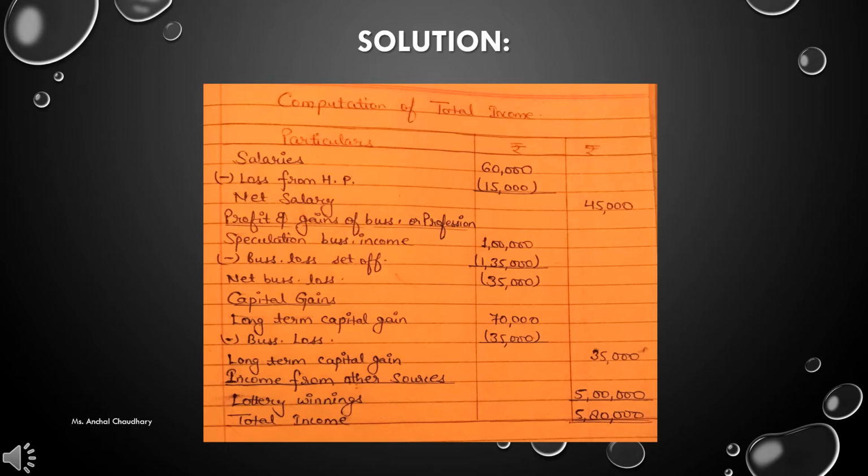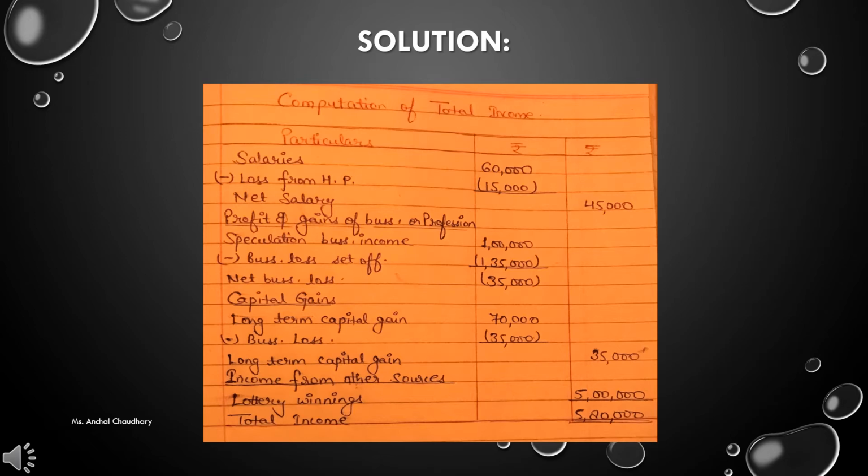Now coming to the capital gains, long-term capital gain is 70,000, out of which you will deduct the business loss of 35,000. Now you will get the long-term capital gain after setting off the business loss, that is your 35,000. So students, in profit and gains, what we have seen is that after adjusting the speculation loss, sorry, business loss, we didn't receive any amount, there was no income from that speculation business left after setting off, so that will remain as your nil amount.